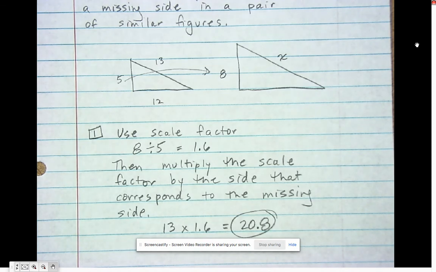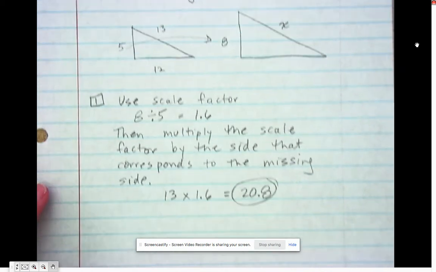Now remember, if you're trying to find a shorter side, make sure your scale factor is less than 1, so it actually shrinks.